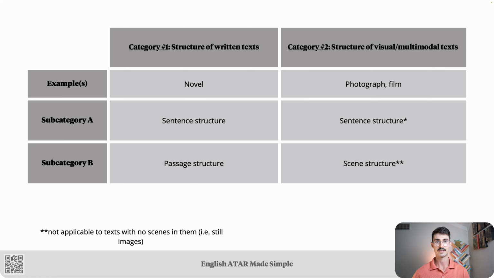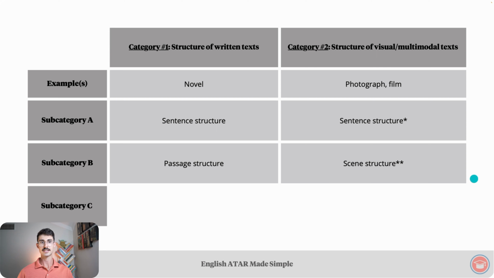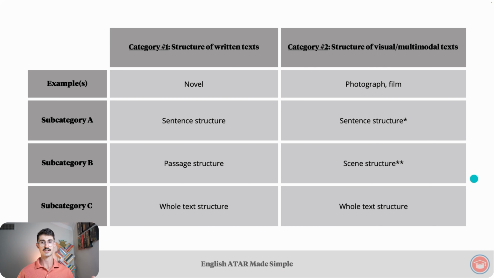Subcategory B is passage structure and scene structure. Once again, we've got a bit of a caveat for subcategory B over in category 2, and that is it doesn't apply to text with no scenes in them. For example, still images like that photograph of a tree, it's just one still image, so we can't analyze a scene in it. Lastly, subcategory C is whole text structure. That's our overview of the categories and then the subcategories.